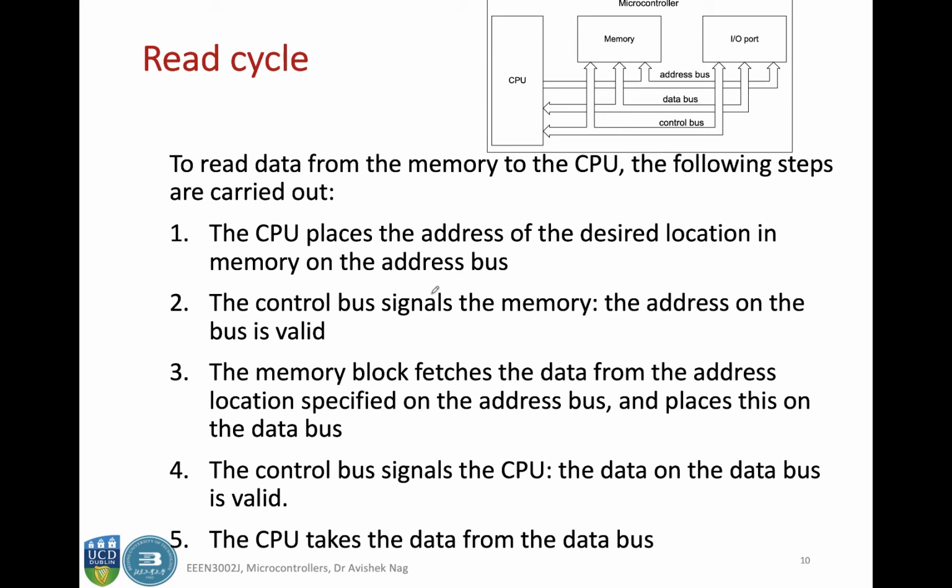One of the functions of the control bus is to validate the address, and then the next step is the memory block fetches the data from the particular address that is specified on the address bus and places this on the data bus. And then the fourth step is the control bus signals the CPU that whatever data has been put on the data bus is valid, and finally the CPU takes the data from the data bus.